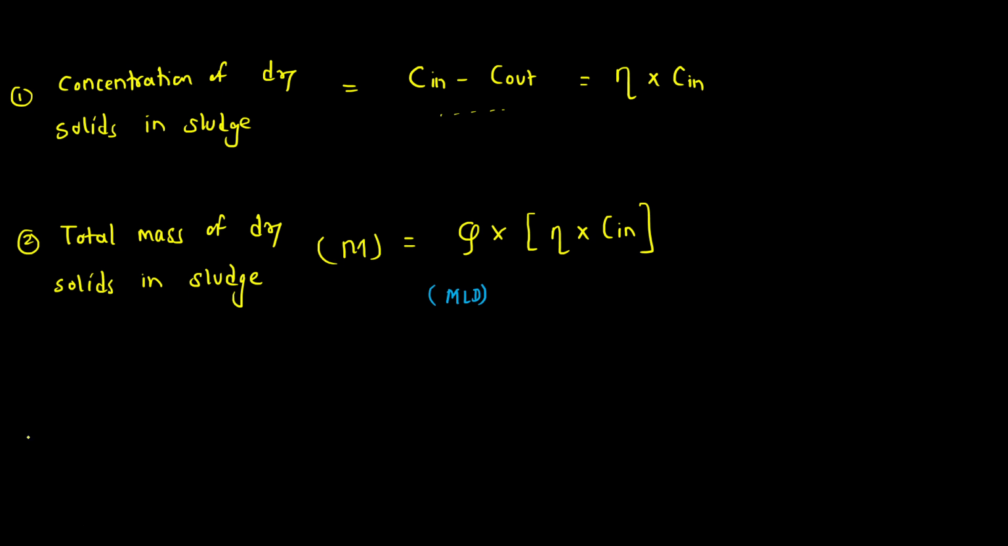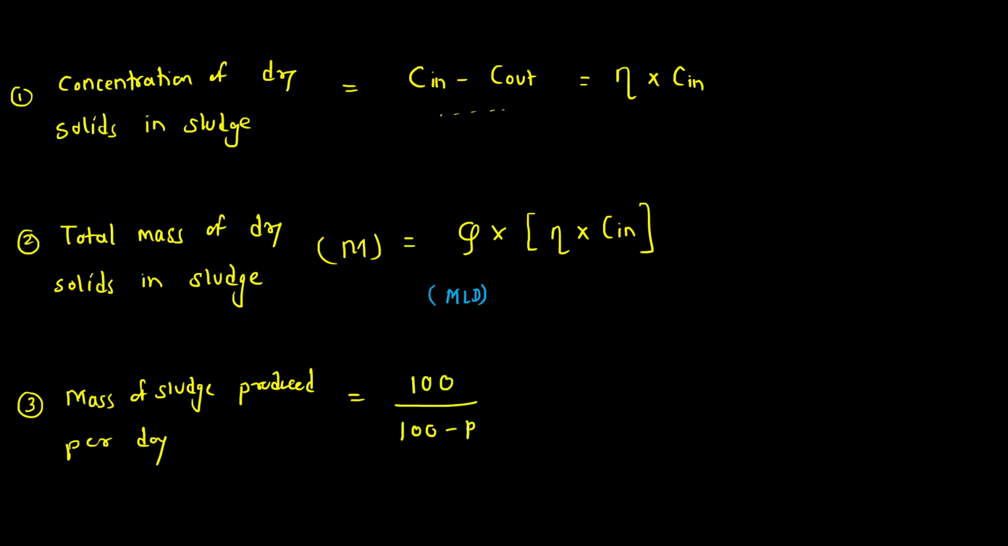Now, the next formula. What is the mass or weight of sludge produced? So, mass of sludge produced per day. This is equal to 100 divided by 100 minus P into M.